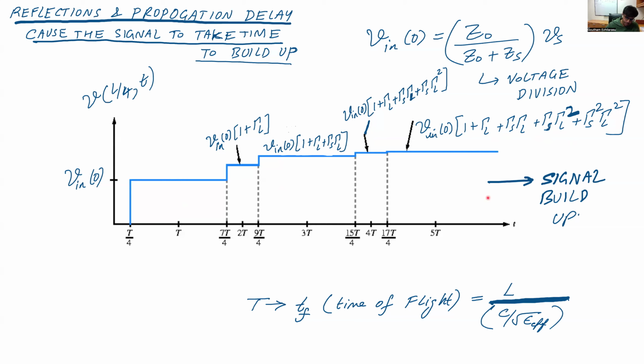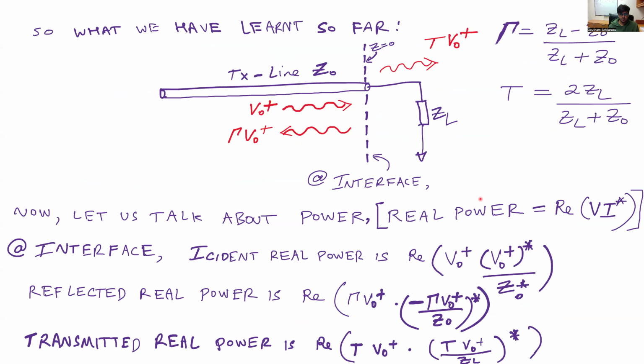If this was a lumped element model, the moment you close the switch, the location at L over 4 will immediately see the signal. But because of the finite time of flight between the source side and the receiver side, and because of the reflections, the signal at the location L over 4 is not going to instantaneously go to the final value, but it's going to take some finite amount of time to reach its final value. And this is a reason why these reflections can basically lead to various kinds of signal integrity issues.